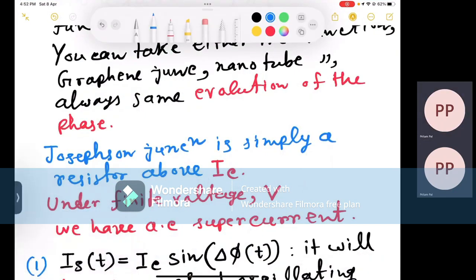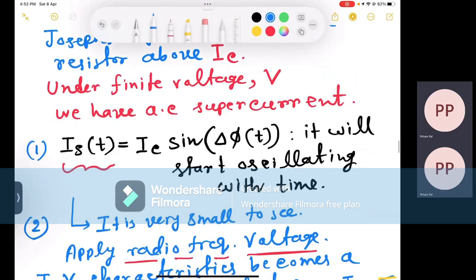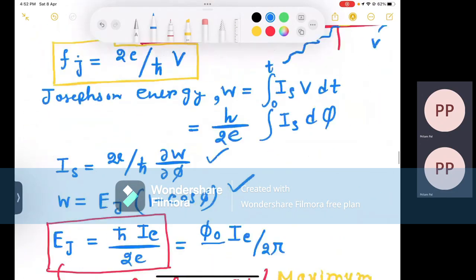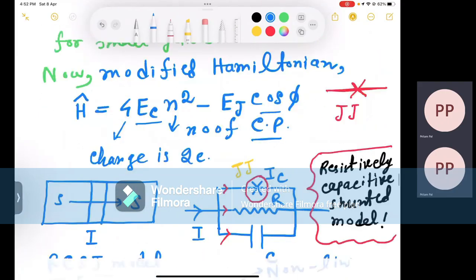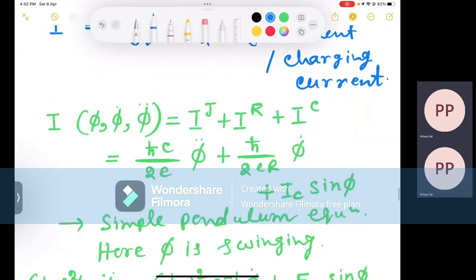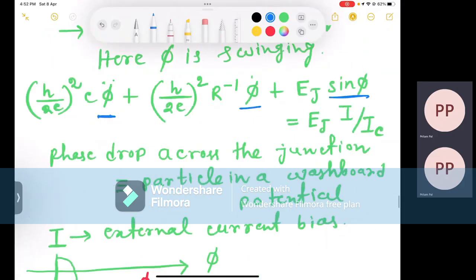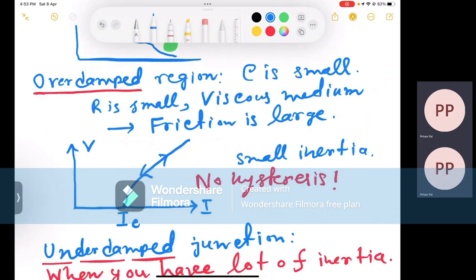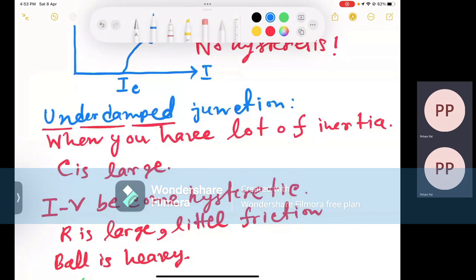So there are two scenarios, like the overdamped condition and the underdamped condition. These are a bit advanced things. So what is happening? In the overdamped situation, you will not see any kind of hysteretic behavior in the IV characteristics. But in the underdamped situation, whatever I have shown you, there you have seen there is a hysteresis in the IV characteristics that was present there.